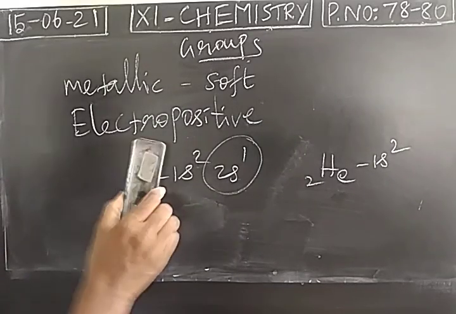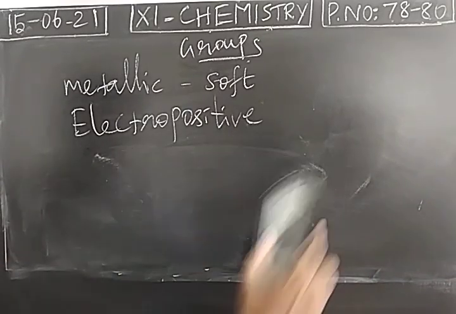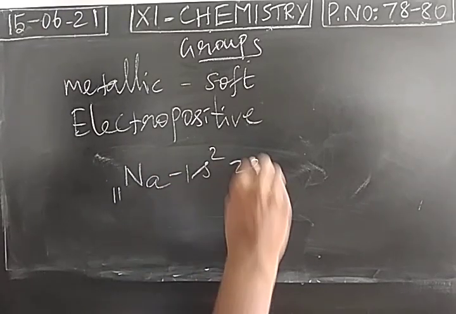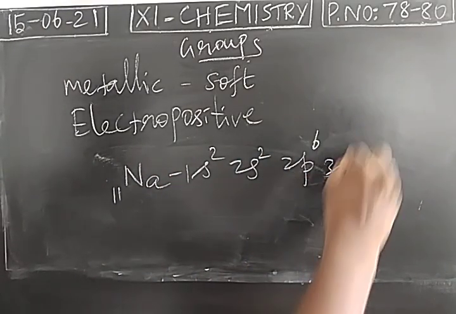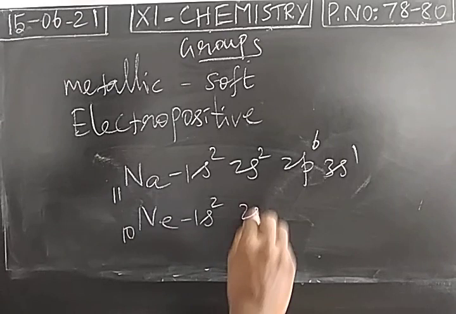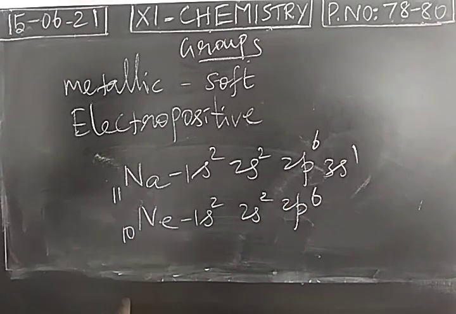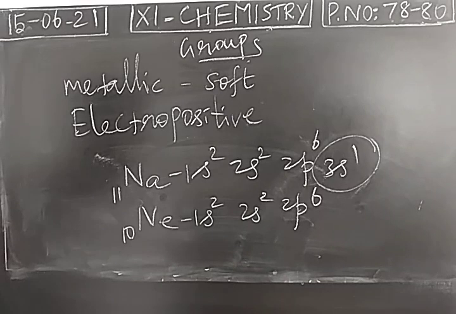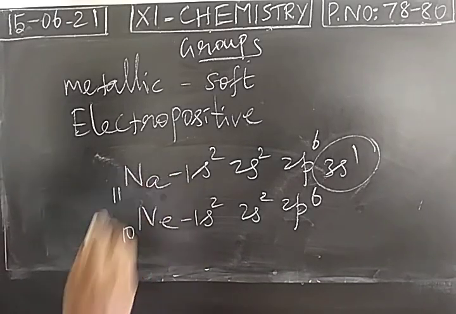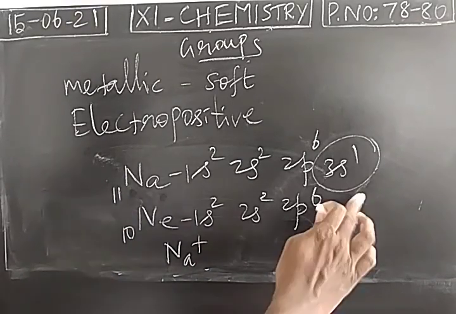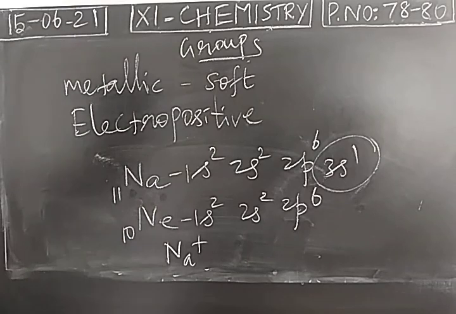And what about sodium? Atomic number 11, configuration 1s2, 2s2, 2p6, 3s1. Its nearest noble gas is neon, atomic number 10, electronic configuration 1s2, 2s2, 2p6. So the aim of sodium is to lose an electron to become like neon. So it has a tendency of losing an electron from the 3s orbital. If it loses it, it becomes Na+. To attain stability, sodium has the tendency of losing an electron, so it is electropositive in nature.